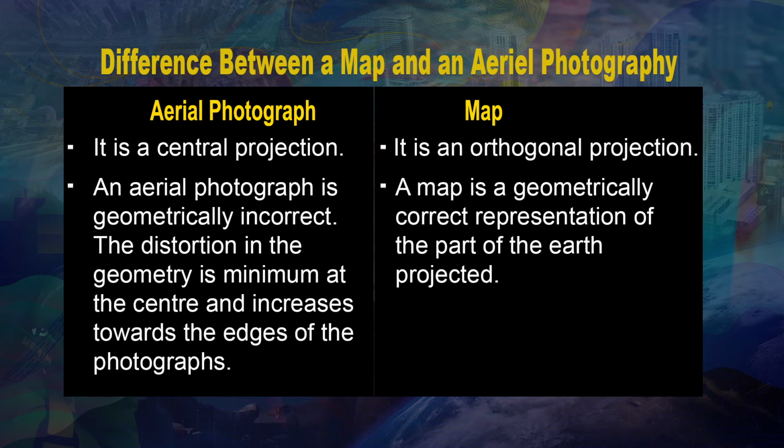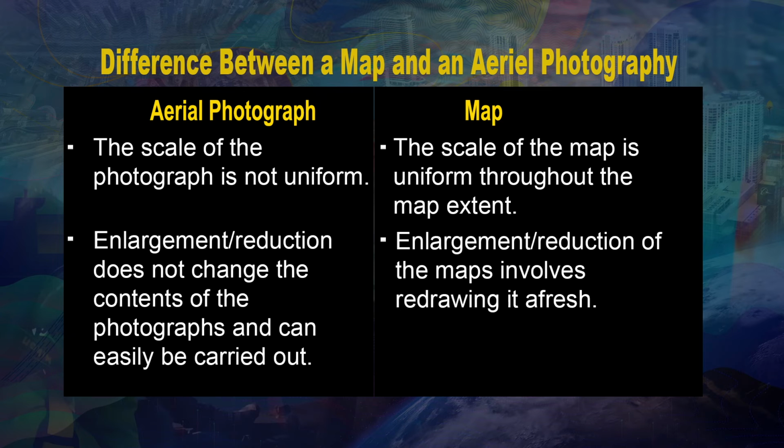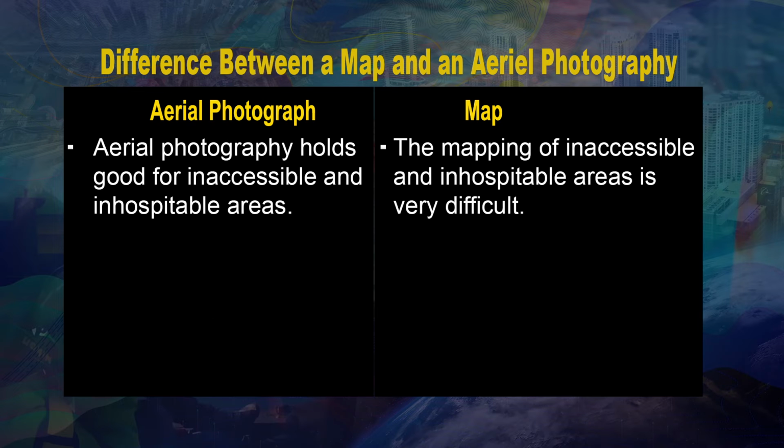A map is a geometrically correct representation of a part of the earth projected. The scale of the photograph is not uniform. The scale of the map is uniform throughout the map extent. Enlargement or reduction does not change the contents of the photographs and can easily be carried out. The enlargement or reduction of the map involves redrawing it afresh. Aerial photography holds good for inaccessible and inhospitable areas. The mapping of inaccessible and inhospitable areas is very difficult.